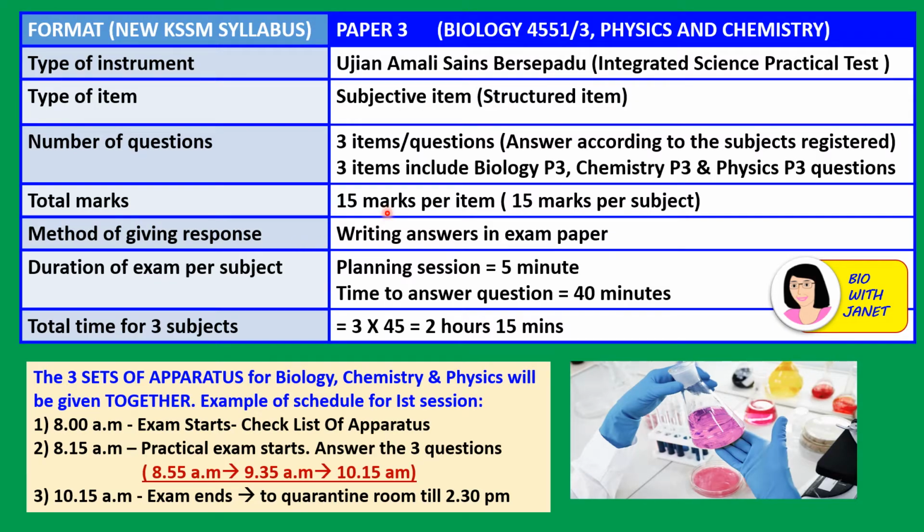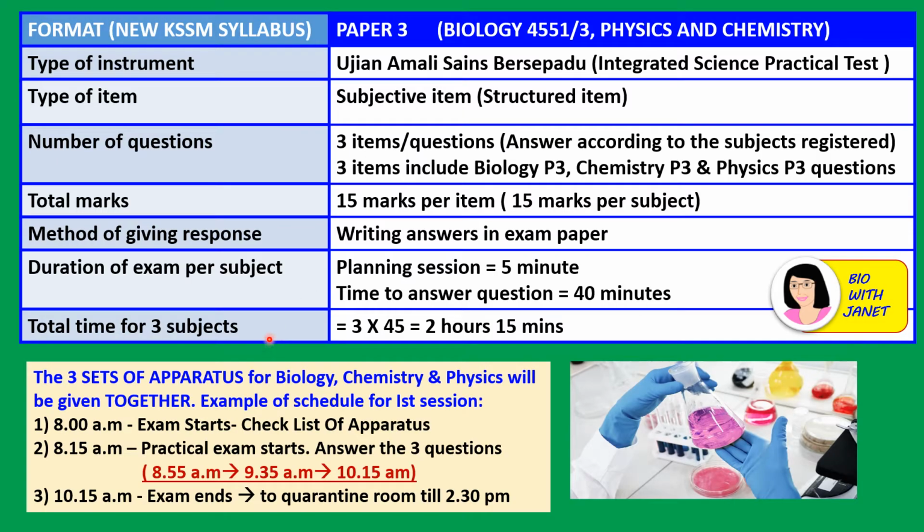And the question is divided into a few parts. So method of giving response is by writing the answers in the exam paper, and then you hand out your exam paper. Now, duration of exam per subject. So let's talk about biology. You will be given 5 minutes to plan, check the apparatus and to plan for the experiment. Do some planning for the experiment. And then the time to answer the question is 40 minutes. So all in all per subject is 45 minutes.